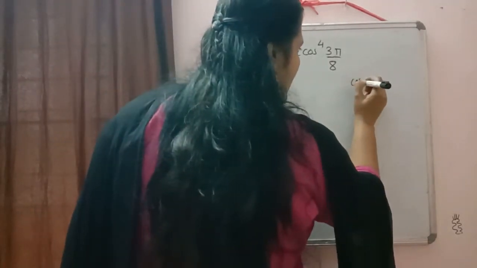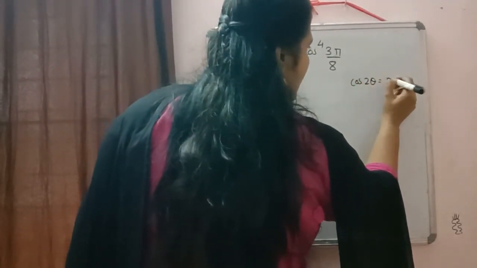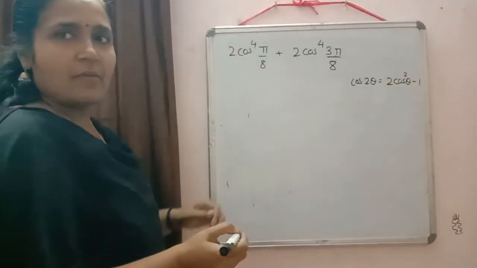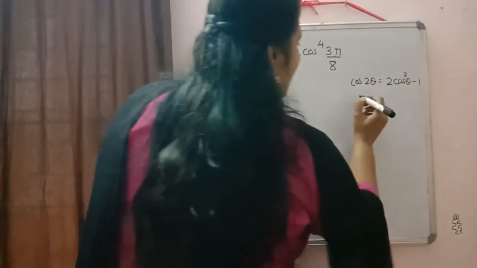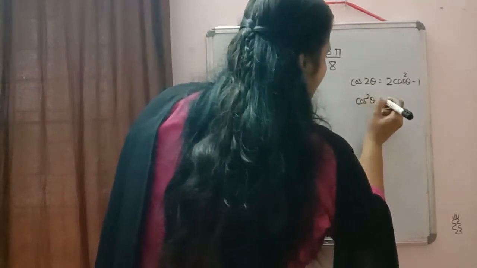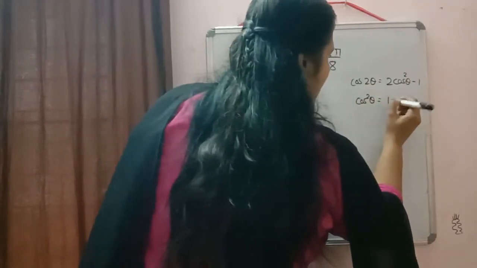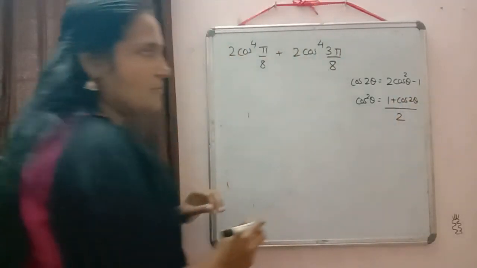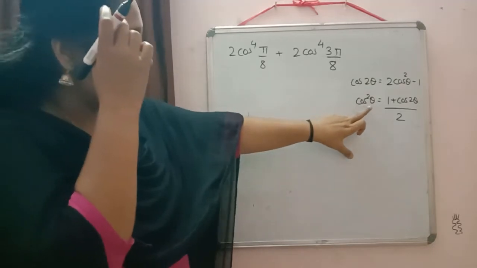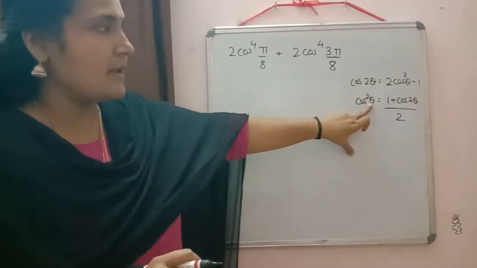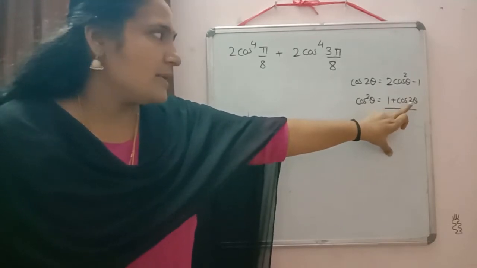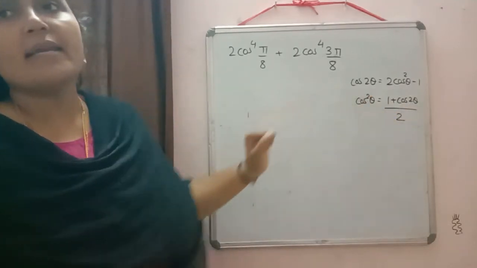We know the formula: cos 2 theta is equal to 2 cos square theta minus 1. From here we derive what cos square theta will be. Cos square theta will be equal to 1 plus cos 2 theta by 2. Means when we are writing cos square theta, whatever the angle is, you have to write the double of that angle. We can use that when the square is there.